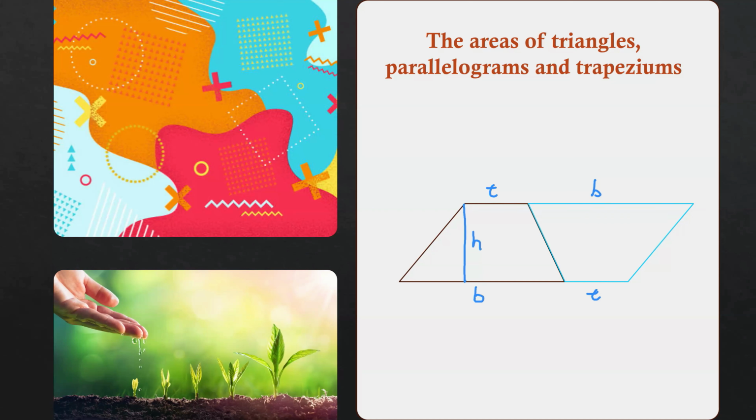So now if you take the top plus the bottom, and then multiply that by the height, you will get the area of the big parallelogram, which is twice the area of the trapezium. So all we need to do is divide that by 2. So now the area equals top plus bottom times the height, divided by 2. That is how you calculate the area of a trapezium.